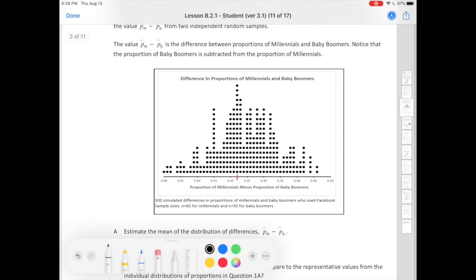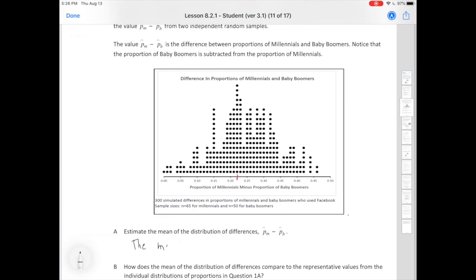So let me go ahead and write that down. The mean could even be 0.24 because it looks like it's almost at the midway point. The mean is about 0.24. Yeah, I'll go with that. Right, it's a little hard to tell.